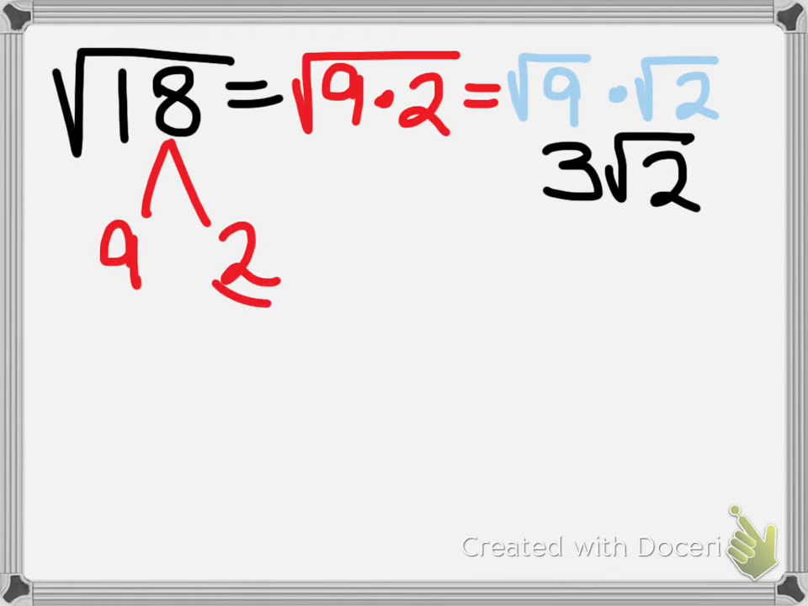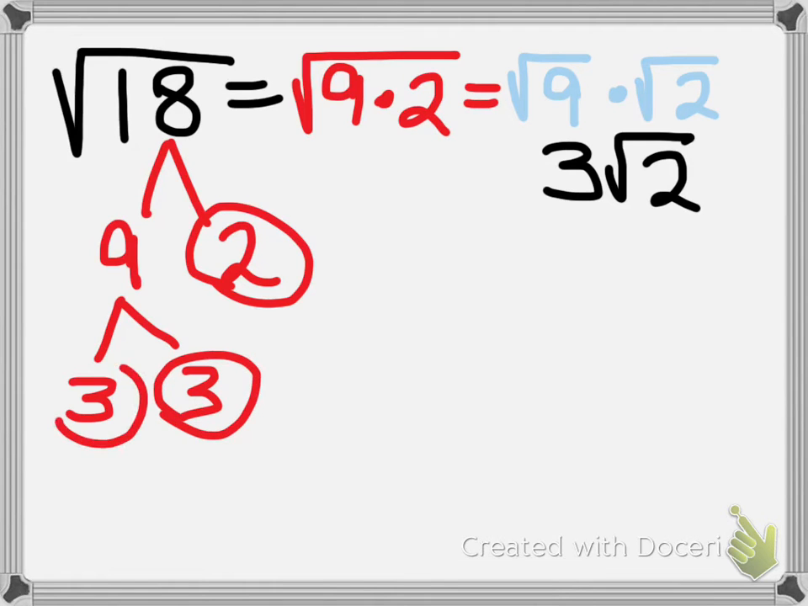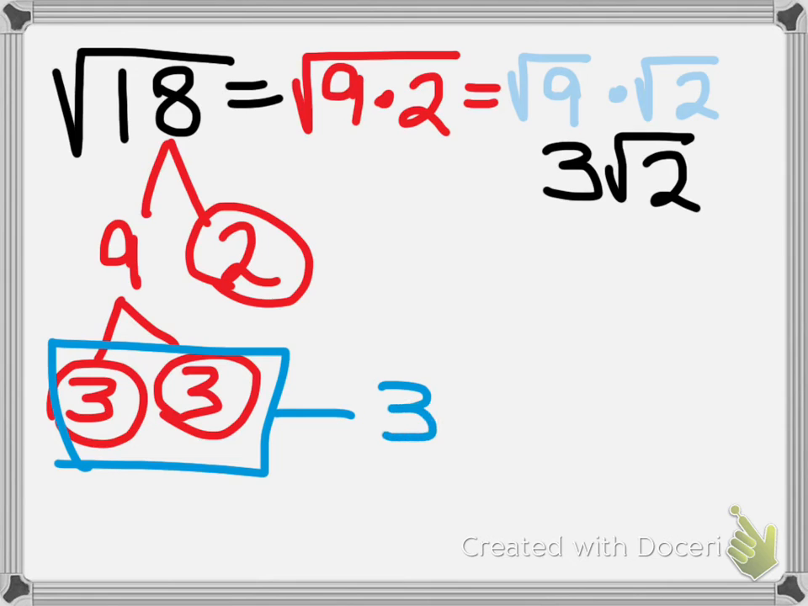If I use a factor tree, I can use 9 and 2. 2 is my prime number, so I circled it. My factors of 9 are 3 and 3. Notice I have 2 factors of 3, so that would put 3 on the outside of the radical and 2 inside because it's a prime.